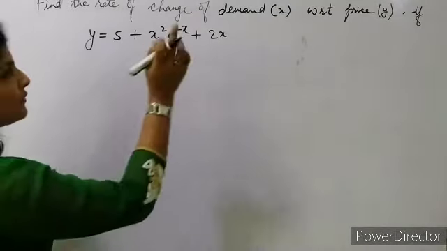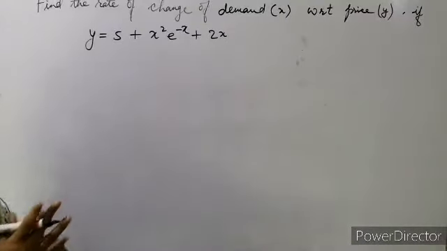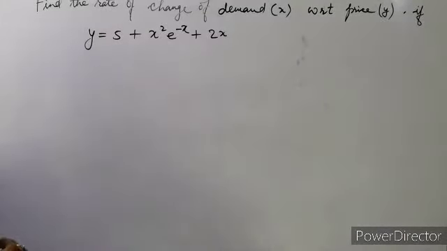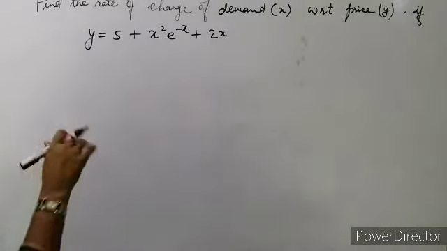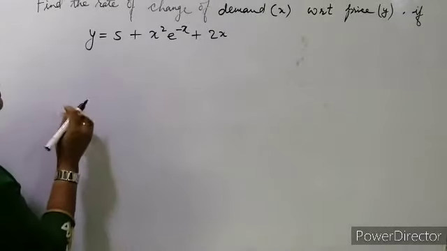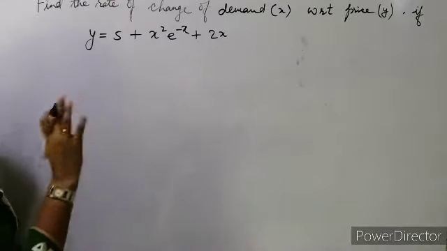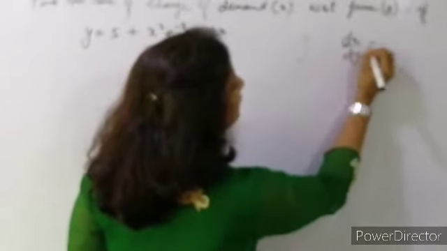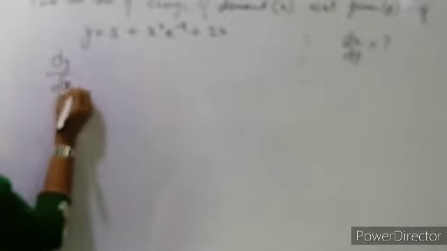Okay. So we have a question given. Find the rate of change of demand, that is x, with respect to y. That means we have to find the derivative of x with respect to y if y is given. But y is given, so we can find the derivative of y. It is a similar question to the one done earlier. So the derivative of y we can find with respect to x, and the inverse of that will be equal to dx upon dy, and we have to find dx upon dy. So first of all we will find the value of dy by dx. What will be its value?